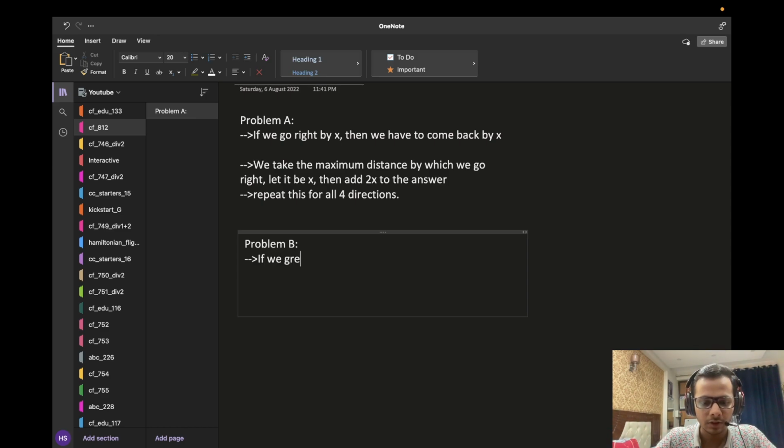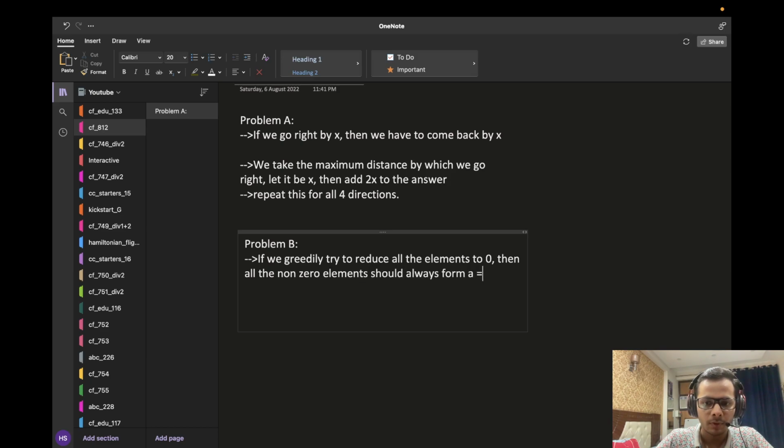So if we greedily try to reduce all the elements to 0, then all the non-zero elements should always form a contiguous segment. Okay, so this is the condition which is required for the answer to be yes. Now let's see why that is the case.